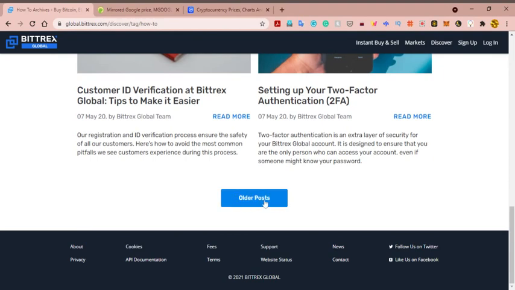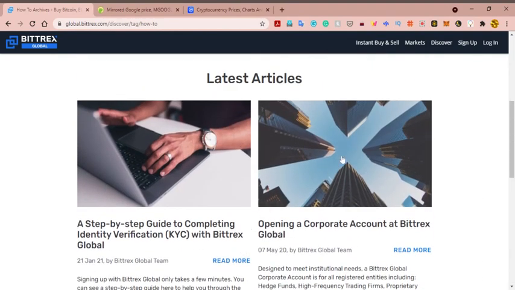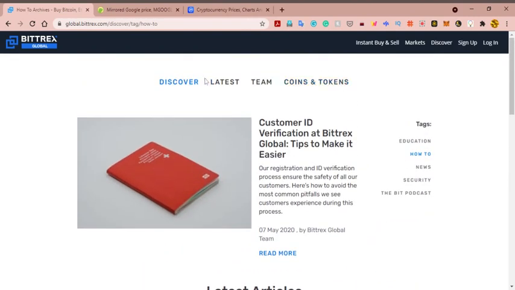Now, you can take a look at the older posts down here, so you're not limited to just the new. And if you are an organization or a company coming into this space, then you are able to take a look at the corporate accounts as well, whether a small or large business.